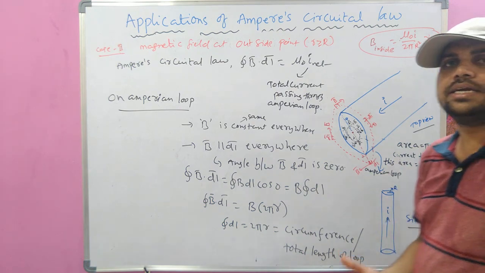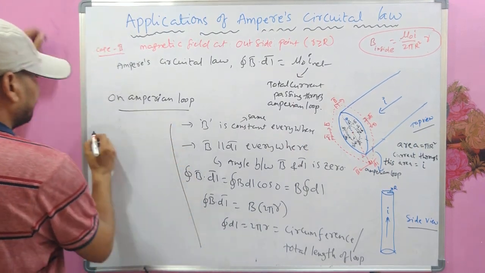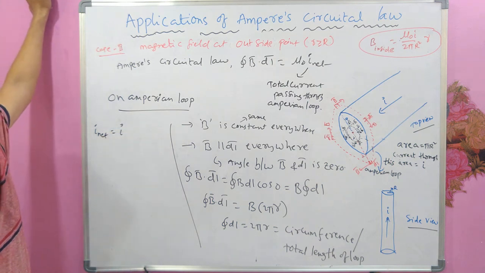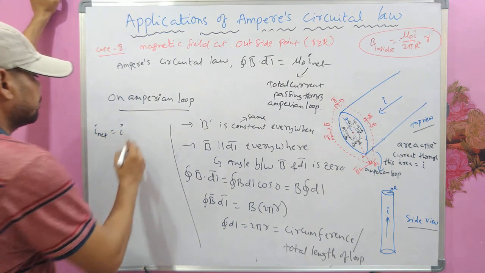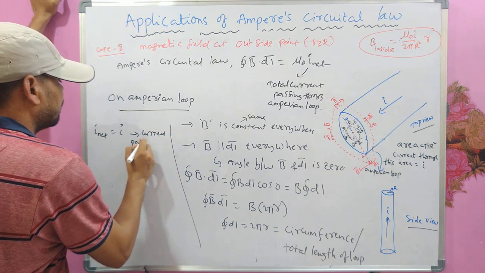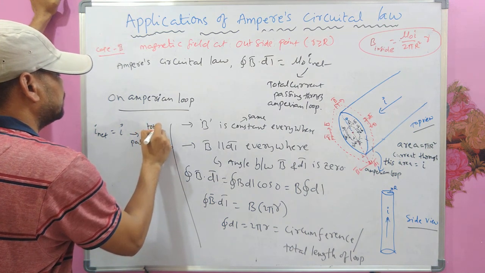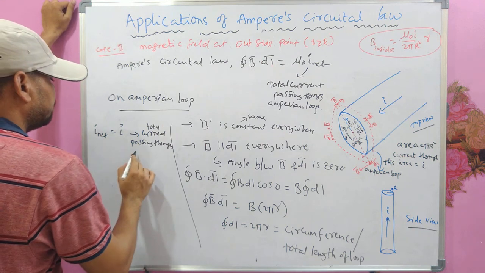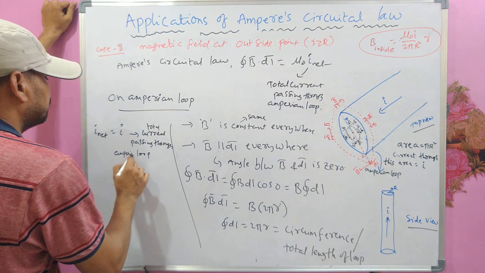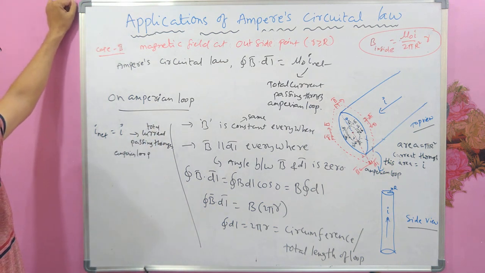There is nothing to calculate. Which means I net here is equal to I. The total current passing through. There is no other current except that. Total current passing through loop. Which loop? Amperian loop. The total current passing through Amperian loop is I.